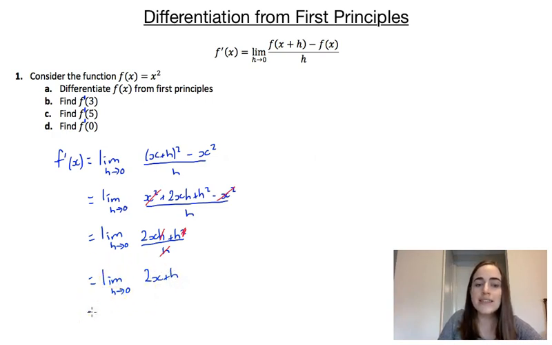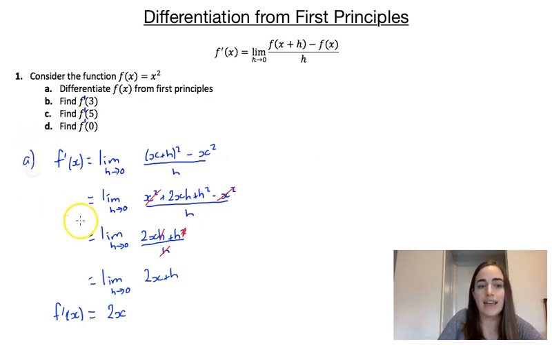Now when we take this limit as h approaches 0, as this number that we're adding on the end gets closer and closer and closer to 0, it gets absolutely tiny. Essentially it becomes insignificant. So as h approaches 0, this is just going to become 2x, because we're adding something that's completely insignificant because it's that tiny. So this is our first derivative. The derivative of x squared is just 2x.